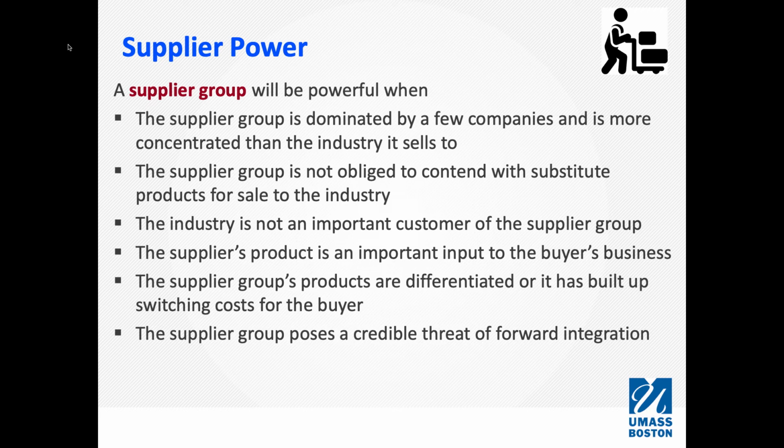Dominated by a few companies, it is more concentrated. Supplier group is not obliged to contend with substitute products for sale to the industry. Okay, so they have no real competition. The industry is not an important customer of the supplier group. The supplier's product is an important input to the buyer's business. Supplier group's products are differentiated or has built up switching costs for the buyer.